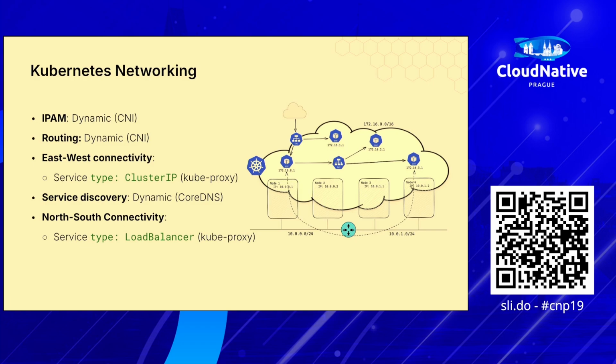And then north-south connectivity. When you are coming from outside the cluster, up there, you need to reach your workloads somehow. A typical implementation for that is also a service, but with the service type LoadBalancer, which means you will get an external IP by which you can reach the service and then the workloads, the pods in your cluster.